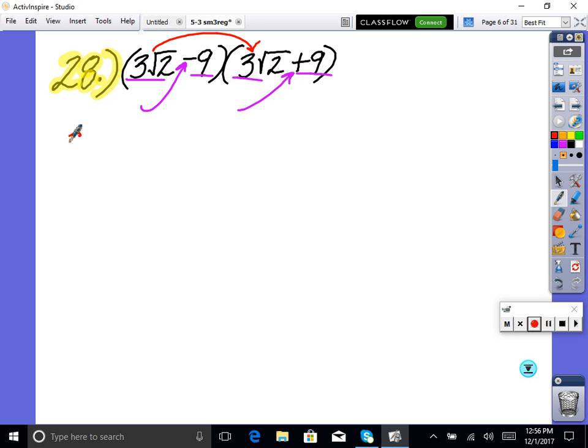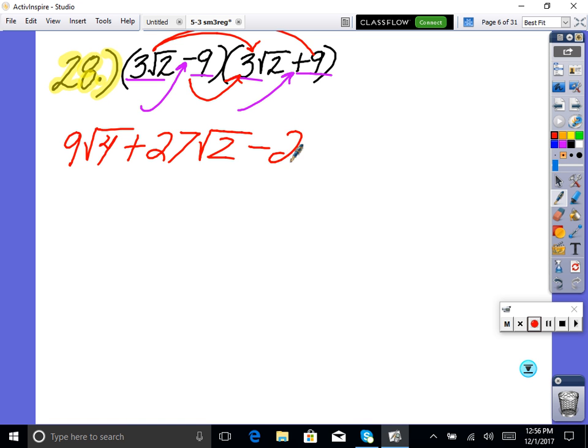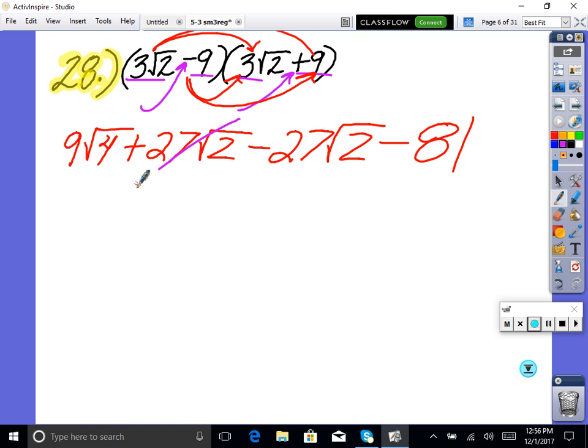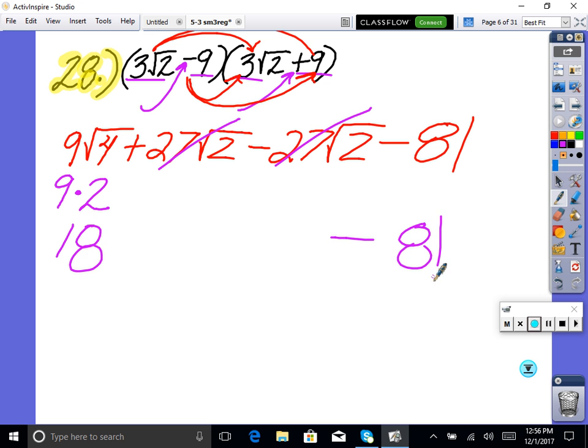3 root 2 times 3 root 2. 3 root 2 times positive 9. Positive 27 root 2. Negative 9 times 3 root 2. And then negative 9 times positive 9. Now look, with conjugates, this will truly always happen. The middle terms cancel out. Now look, we have 9 times 2, which is 18. Now we have 18 minus 81, which equals negative 63.